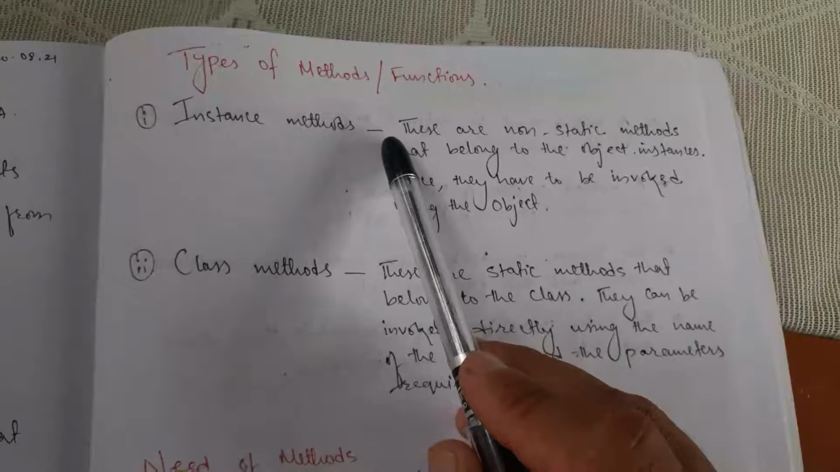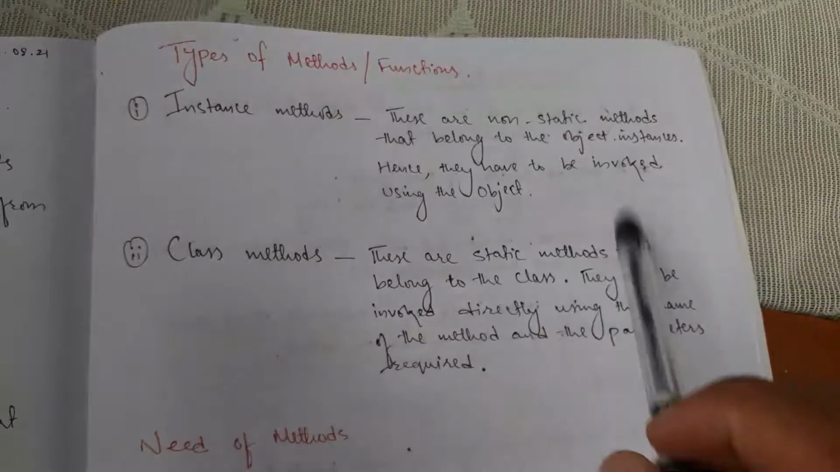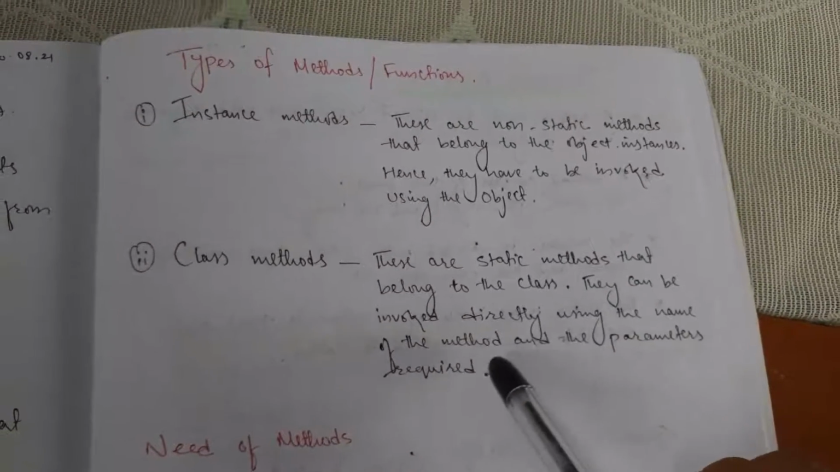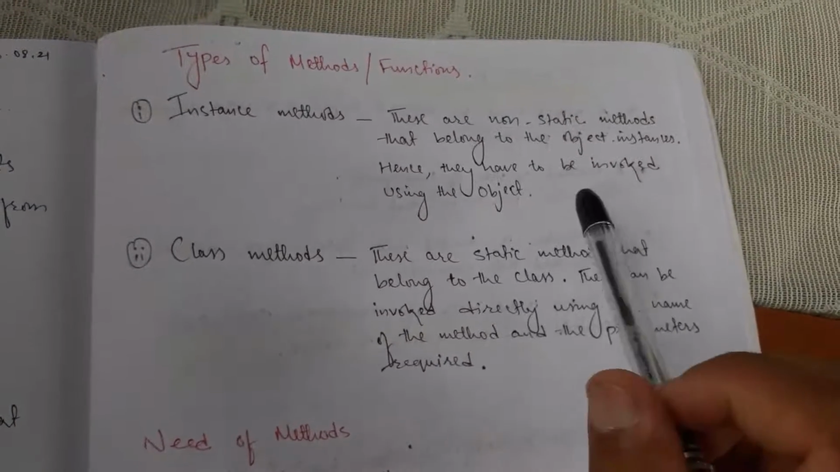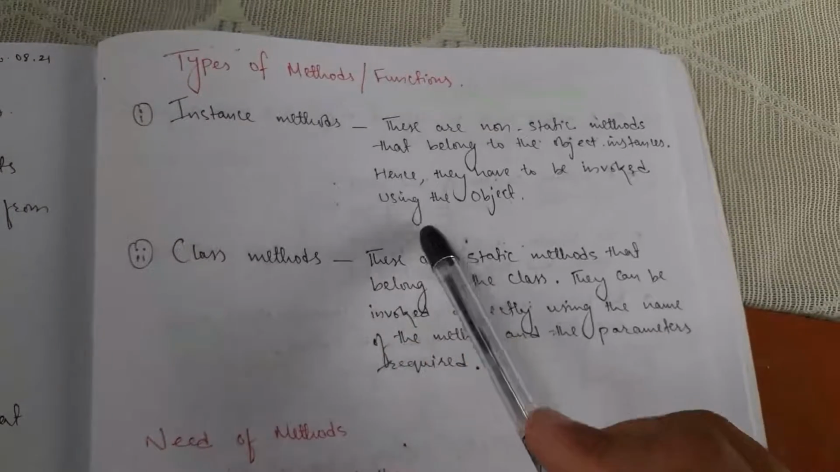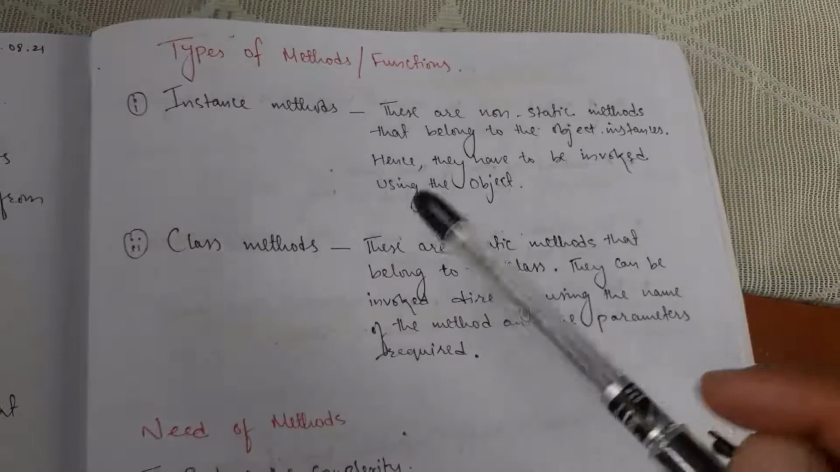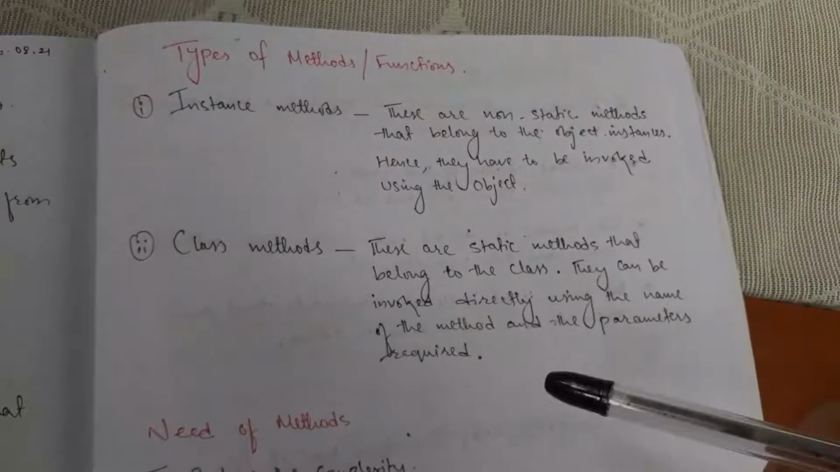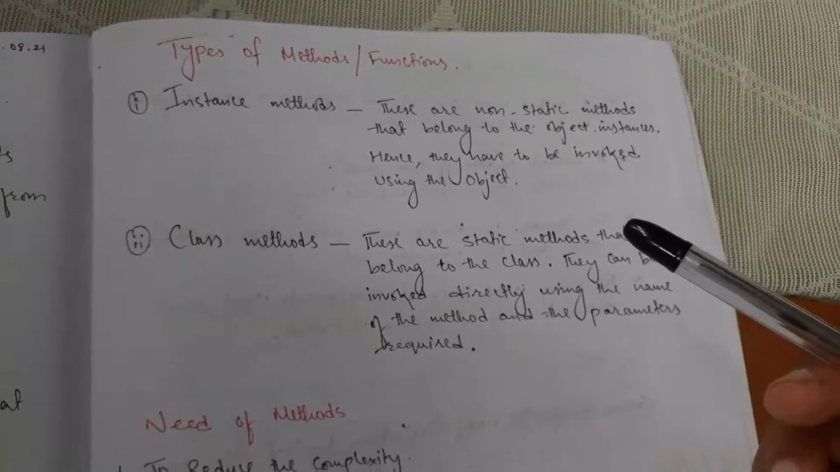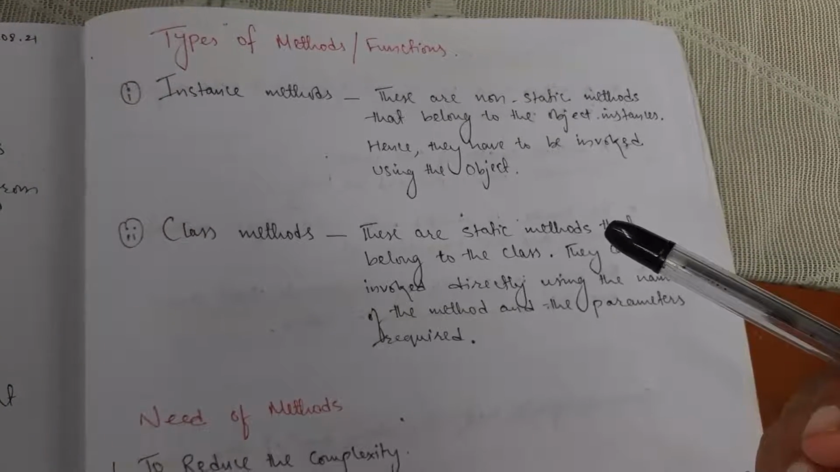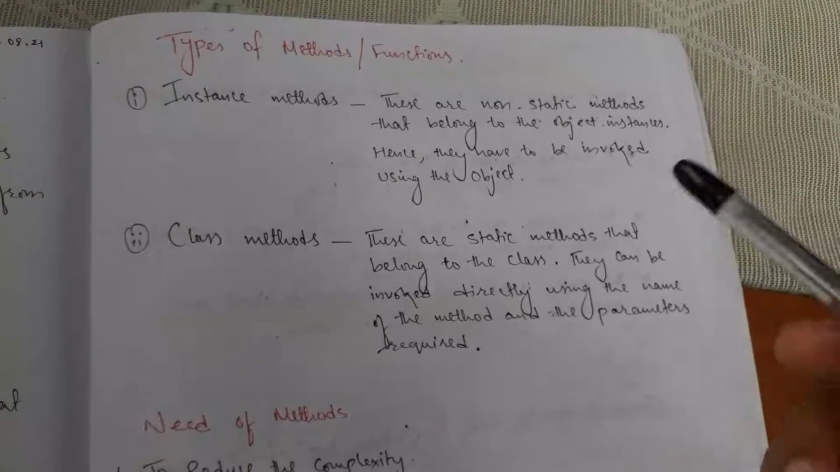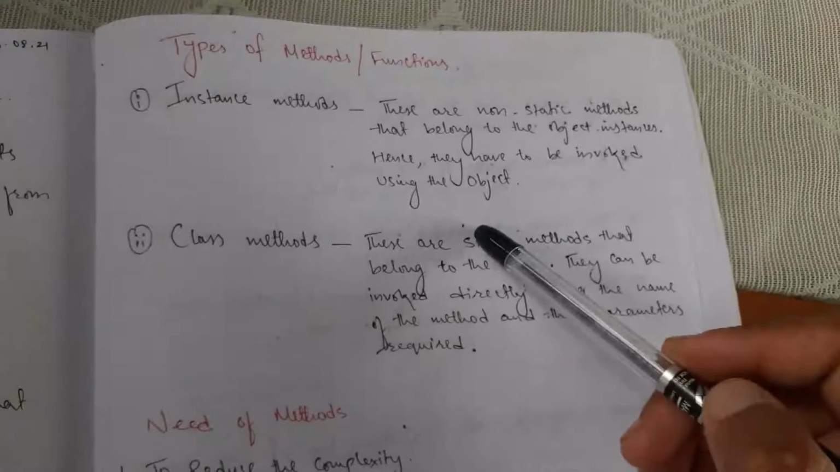Alright, so instance methods are the non-static methods that belong to the object instances. Whenever we invoke these methods, we have to use the object. We have to create an object, and only then can we invoke the method.